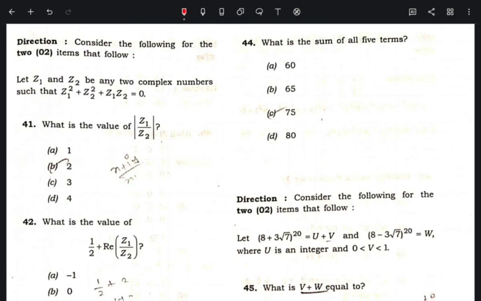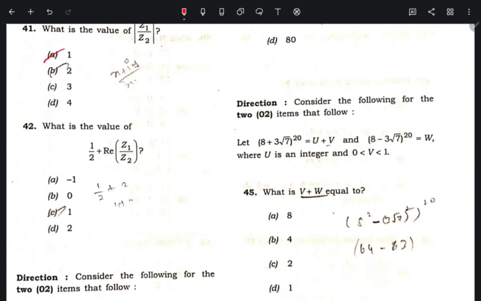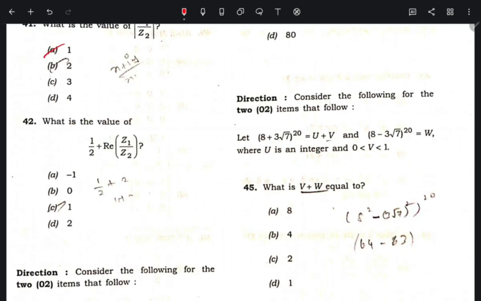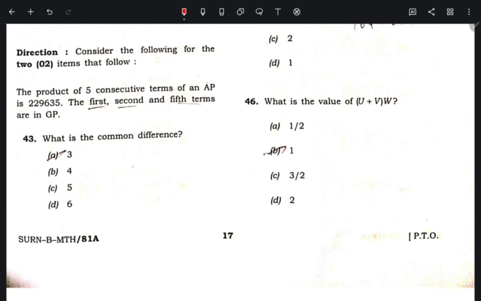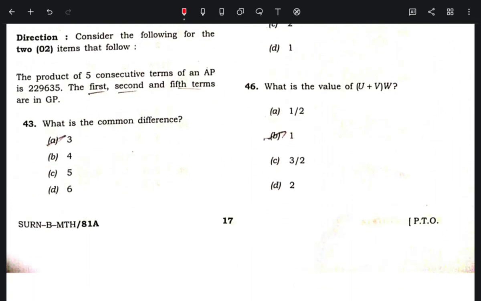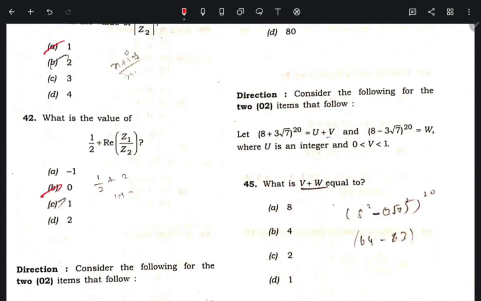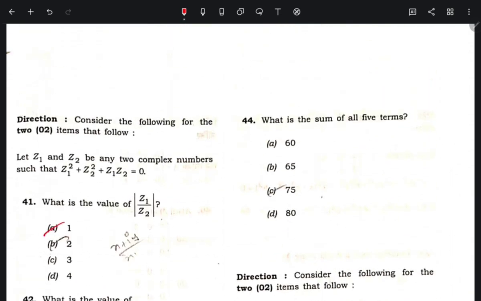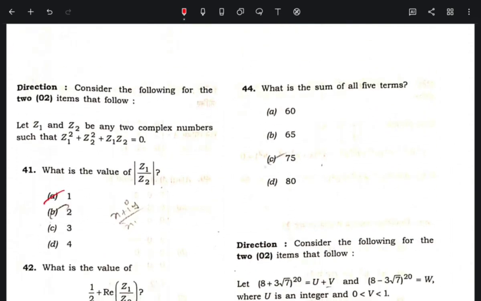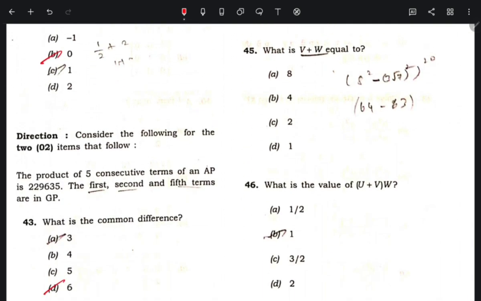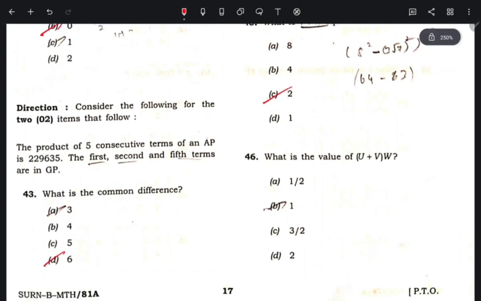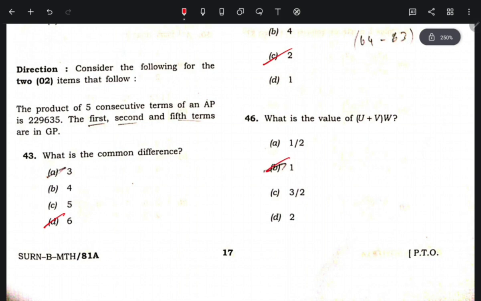So 41, in this case complex numbers, you will actually get A, and for 42 you will get B. 43 is again D, one difference, and 44 you will get C, 75. 45 will be C, 46 will be B.